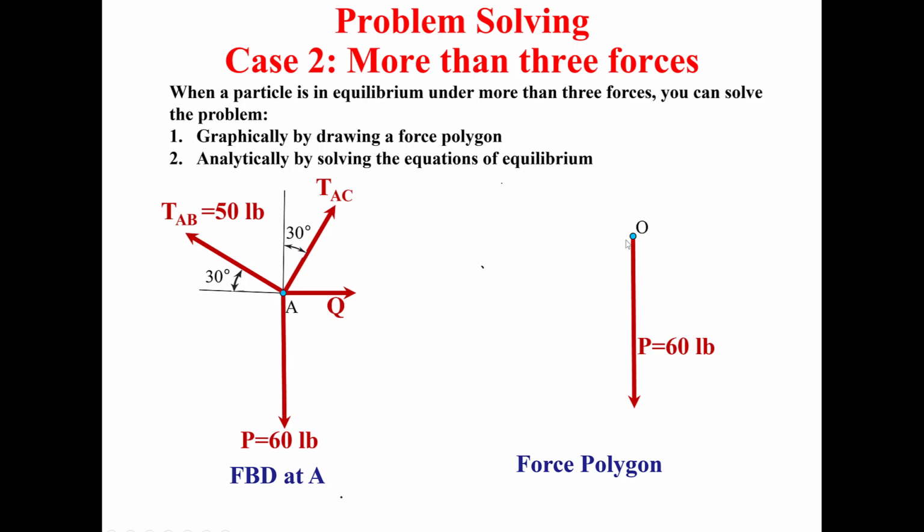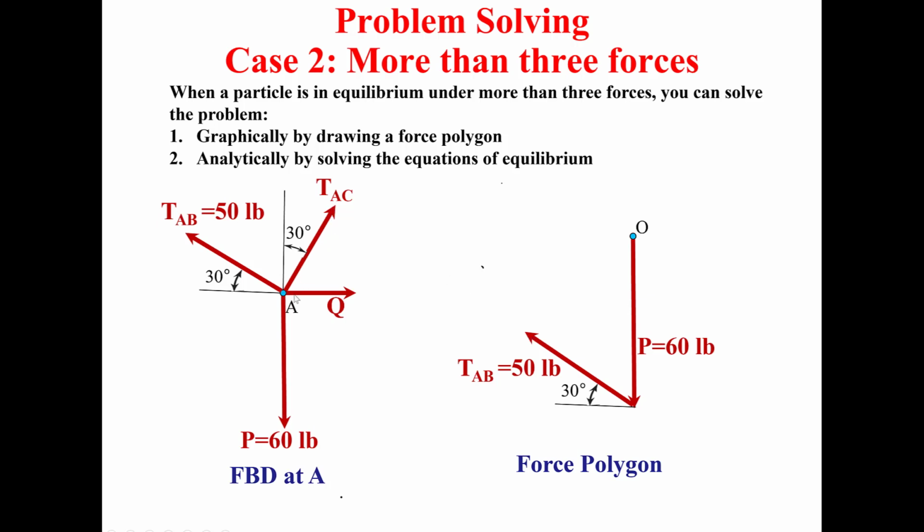So I'm going to go down with 60 pounds of this one here. Then I'm going to add to it the 50, making 30 degrees. So we're going to say, okay, from the tip here, I'm going to add what? The 50, the tension AB at 30 degrees. So now I start from O. I start building the forces, the vectors.